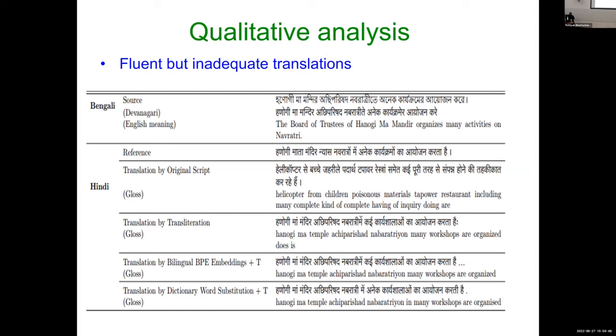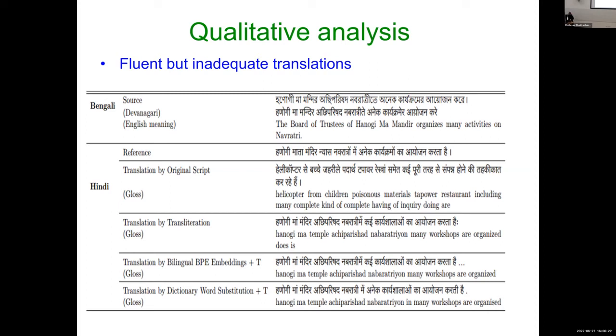So when we do the translation by original script, you can see that a completely inadequate translation comes. Helicopter from children, poisonous materials, staff power, restaurant, including many complete having it. It is complete gibberish. Okay. So this is the baseline. Now, when we apply transliteration, Hanogi Ma Temple, Archi Parishad, Navaratri, or May workshop are organized. A pattern begins to emerge.